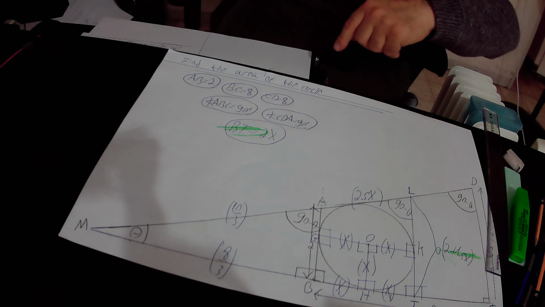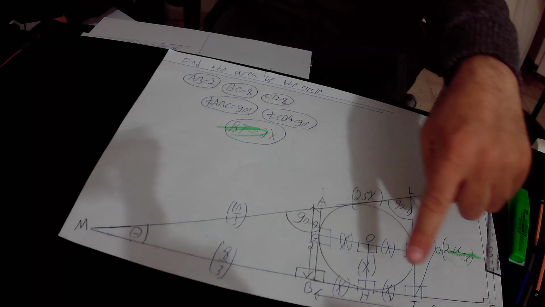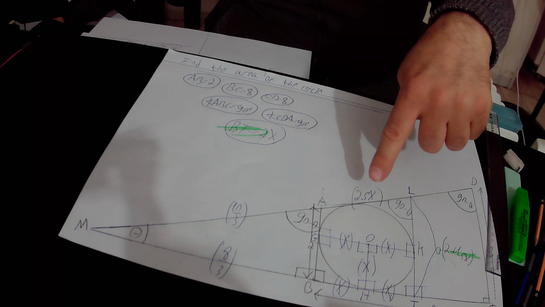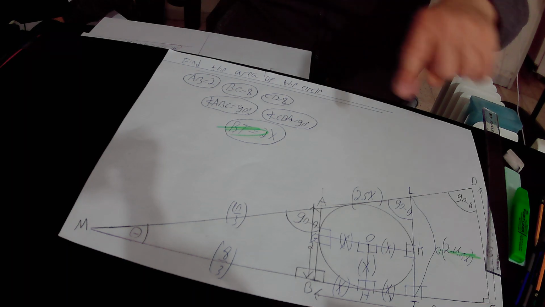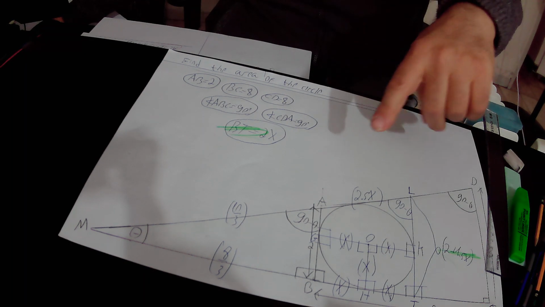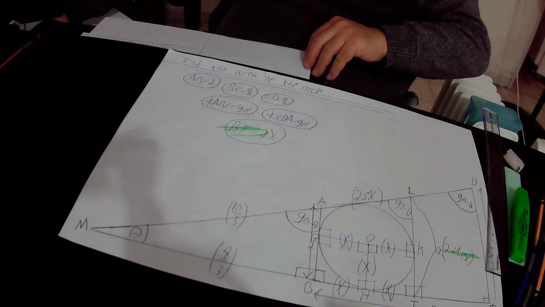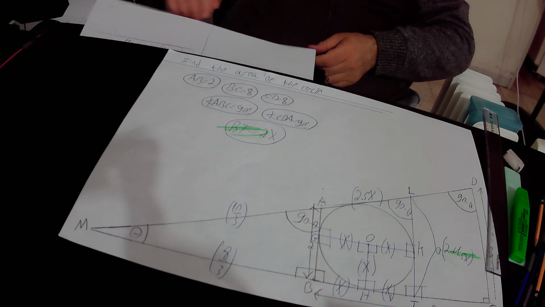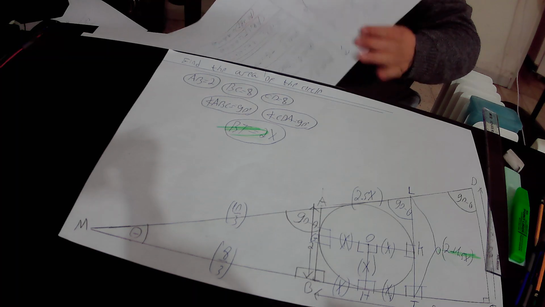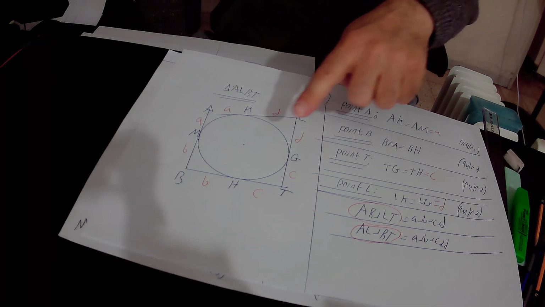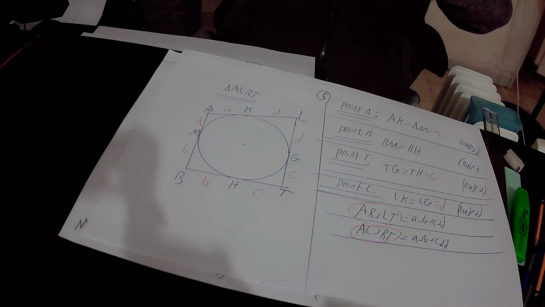Then I copied this small quadrilateral ABLT with the circle that is inscribed beside it onto a new page, and we implemented rule 2 in the new drawing. Actually, this is quadrilateral ALBT with the circle that is inscribed beside it. Here we implemented rule 2.